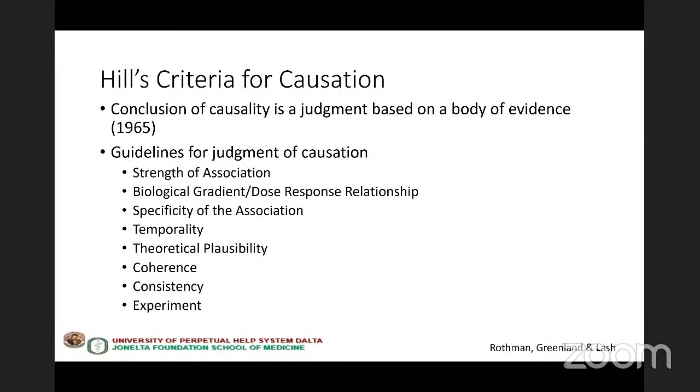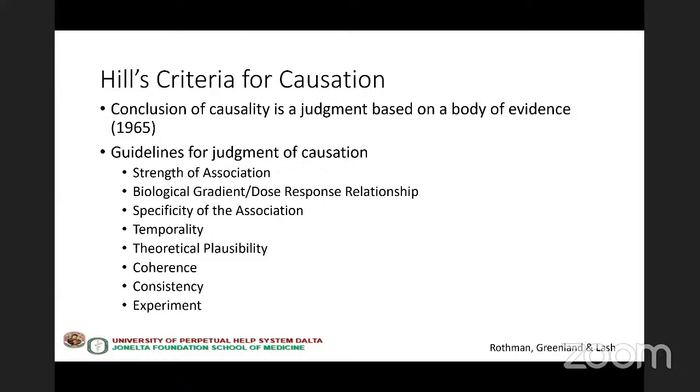Okay. Then you have your Hill's criteria for causation. So what is Hill's criteria? So conclusion of causality is a judgment based on a body of evidence. So this was way back 1965. And there are 8 guidelines for judgment of causation, which we will discuss one by one.